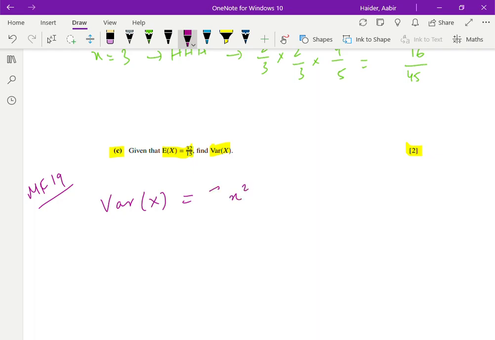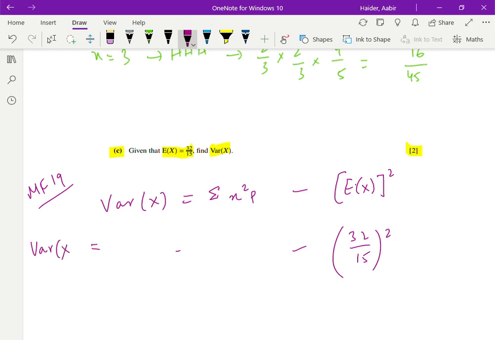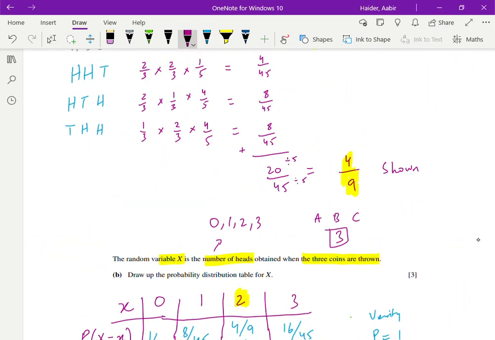and you can just take the summation of x squared times the probability, and subtract from this the expected value squared, right? That should be 32 over 15 squared. No problem about that. For this part, we are going to do the long calculation. I think I should start from here. Okay, so you have to square them up. Okay, let's find their squares.